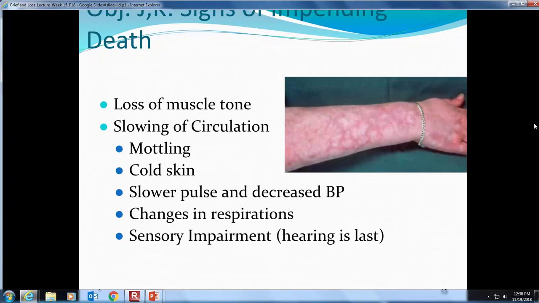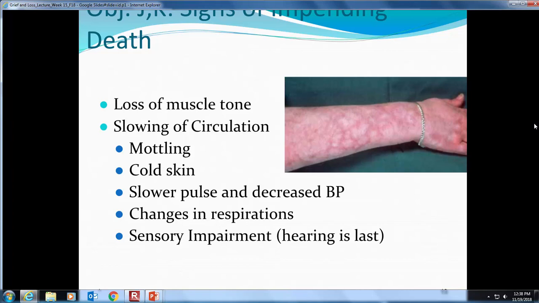So how do we as nurses know when our patient's dying? Well, there's several physical signs that can be observed. Skin becomes cool, pale, mottled, cyanotic, or jaundiced. And the picture on the slide is a picture of mottled skin. Heart rate becomes irregular and might speed up initially, followed by a decrease.